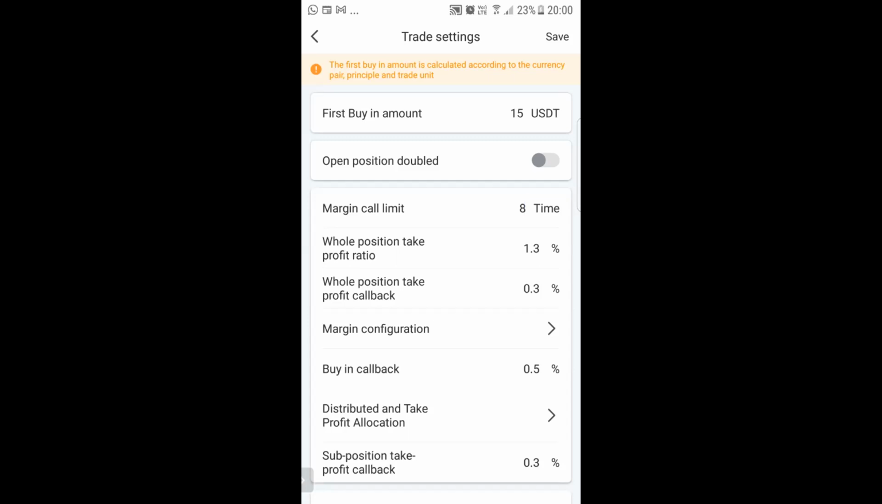Now, if at any point the market drops by 0.3%, that is whole position take profit callback. If it drops by 0.5%, then profits will be locked, or taken, so to speak. That is whole position take profit callback. It means get ready to take profit when you reach 1.3%. That is whole position take profit ratio. And whenever the asset grows by 1.3, the robot will be ready to take profit, but it won't take it immediately.